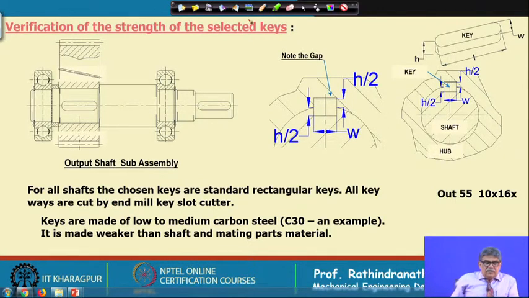Now, keys are made of low to medium carbon steel. For example, C20 is mild steel, and C30 means 0.3% carbon. It is low to medium carbon steel, slightly stronger than mild steel. The philosophy behind it is that the key must be weaker in material than the shaft and the gear. Gear material is usually alloy steel, so definitely the key will be weaker than the gear material. But if the shaft is also made of medium carbon steel, suppose the shaft is C40, then it is better to use a mild steel key or C30 of that level.